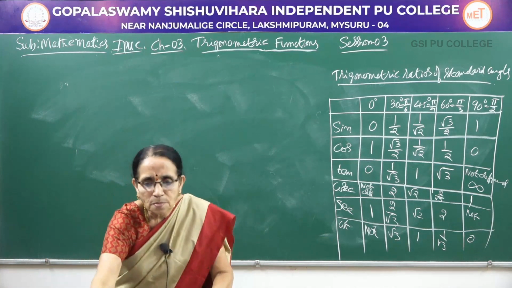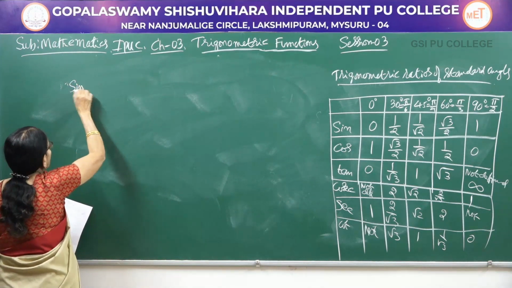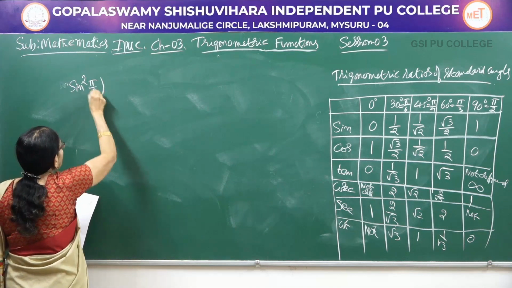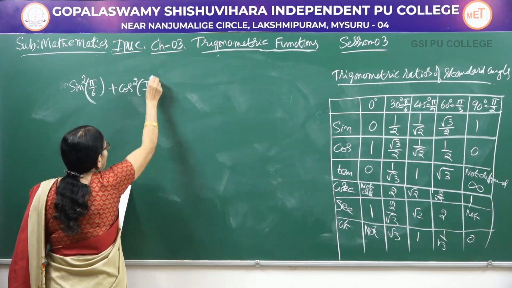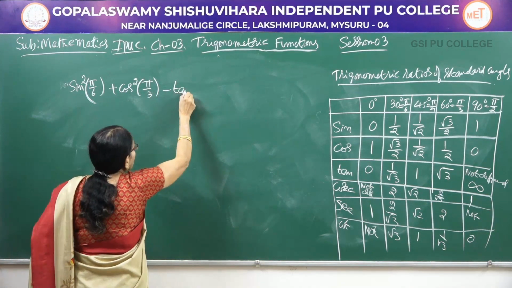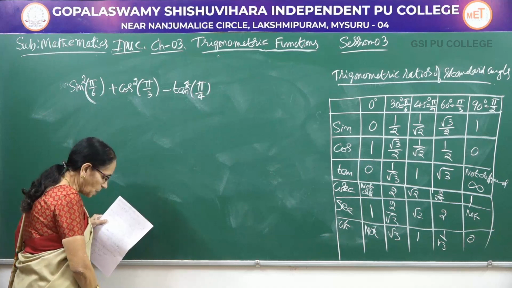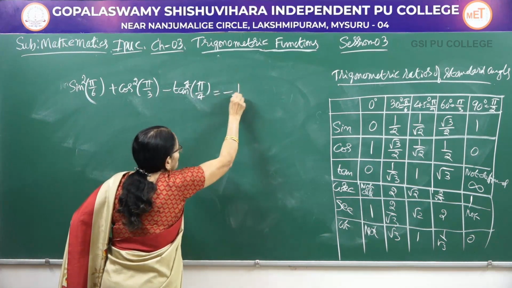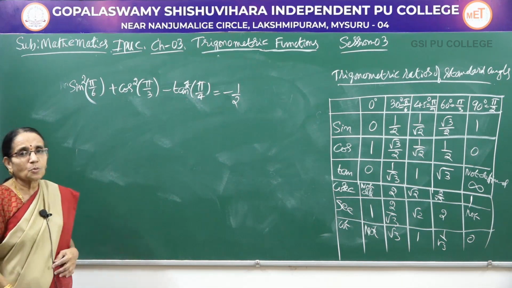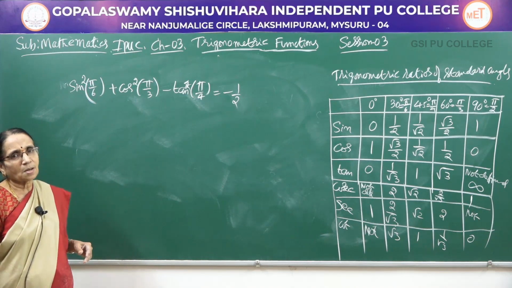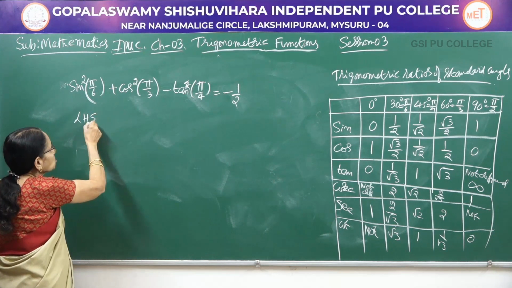Next problem is sin square pi by 6. Sin square, you have to prove this result also. Sin square pi by 6 plus cos square pi by 3 minus tan square pi by 4 should be equal to minus half. Now, look here, in the previous problem we had sin pi by 6, secant like that. Here we are having the square terms, isn't it? So, same thing, the values have to be squared.